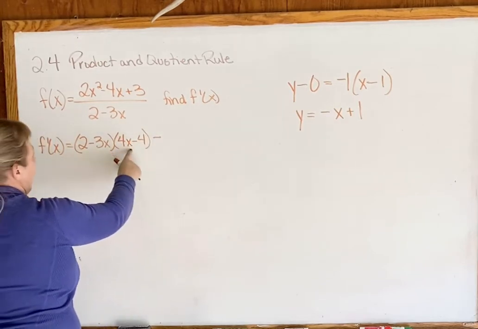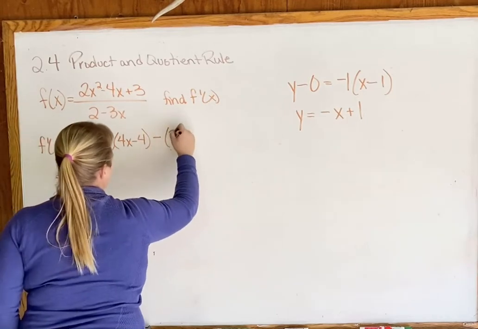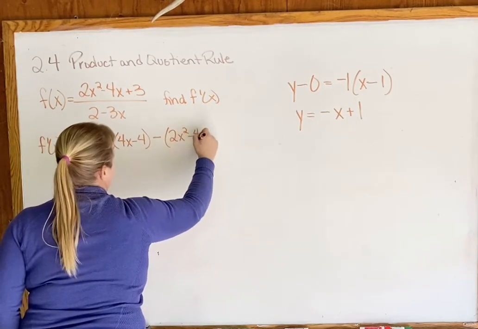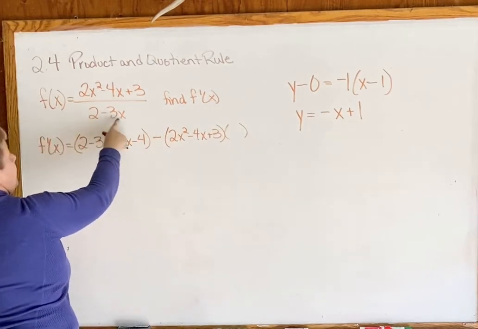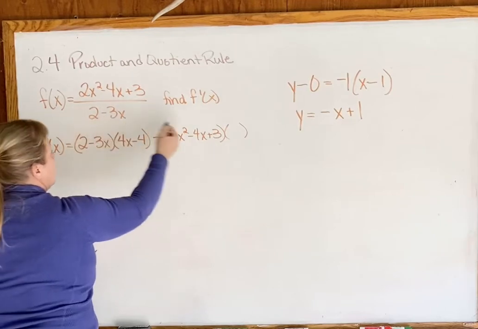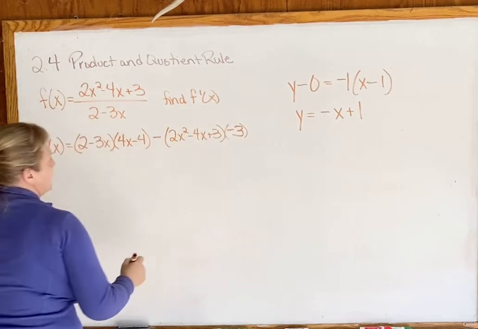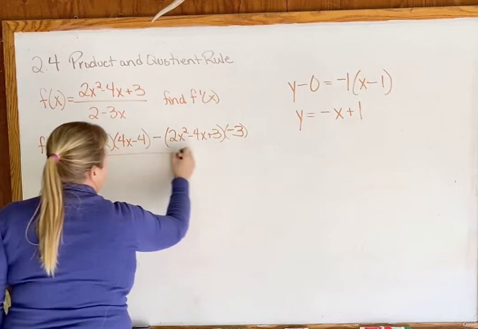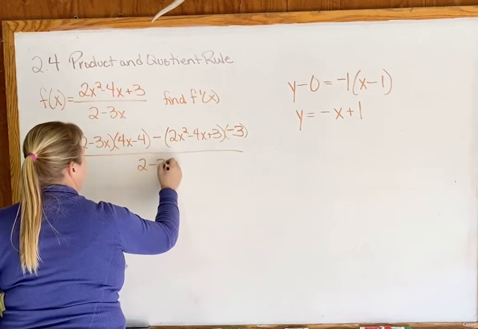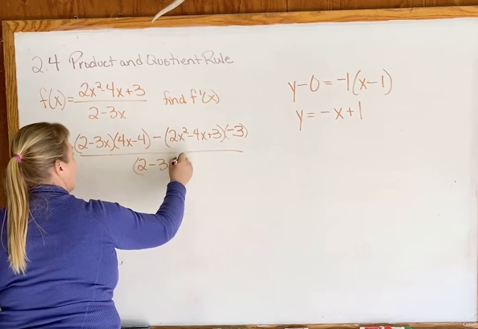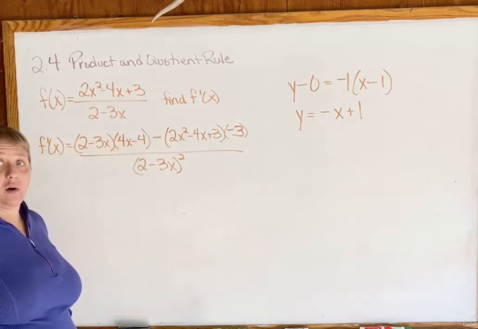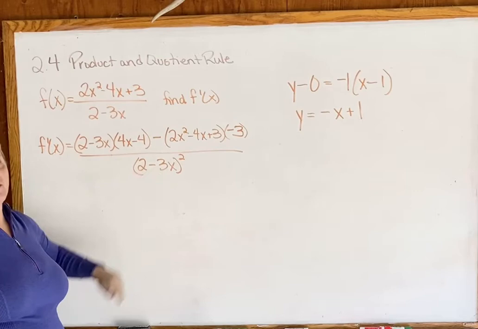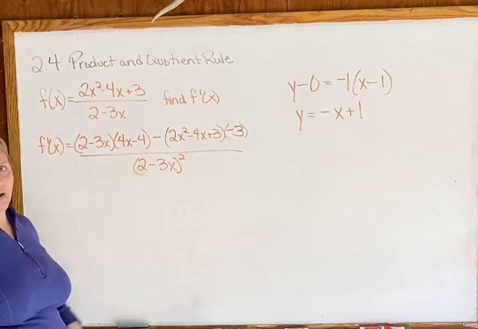Minus, so low d high minus high, this whole guy, 2x squared minus 4x plus 3, d low. The derivative of the low, be careful, is negative 3, isn't it? On that x, that's a negative 3. And then the bottom will just be 2 minus 3x, and don't forget to square it. The biggest problem that happens when doing the quotient rule is people get so excited about the low d high minus high d low that they forget the denominator altogether. So try not to forget that guy.